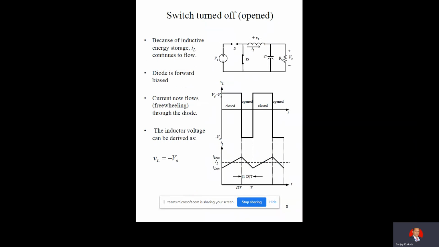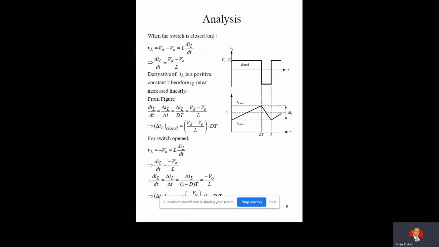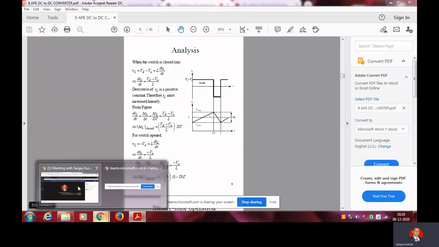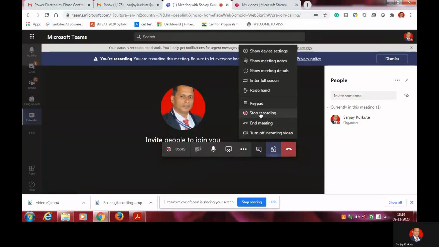Similarly, for off operation of the switch, you may have VL equal to minus VO. Here we can then have the analysis part also, and we may go for different things. So let us think about this part.